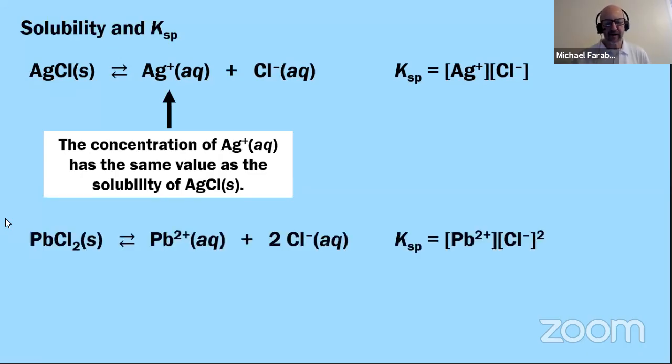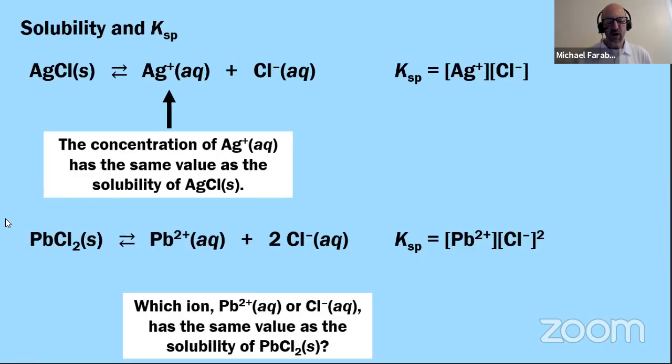Here's a different chloride. This is not silver chloride, but lead chloride. Notice that the formula of lead chloride is not PbCl, but rather PbCl2. So we have a slightly different Ksp expression with the exponent on chloride squared. Which ion, in your opinion, the lead or the chloride, would have the same value as the solubility of the entire lead chloride compound?